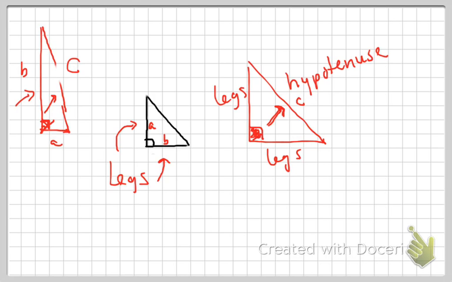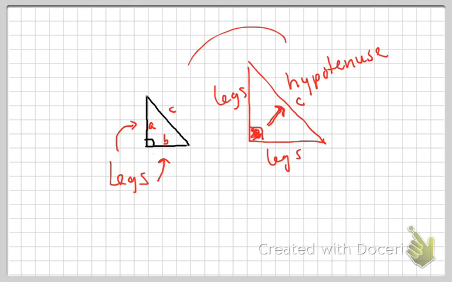Now that we've talked about what the legs and the hypotenuse are, remember, the hypotenuse is always labeled C. So we've talked about the triangles and the legs. We know what the legs are, we should know what the hypotenuse is, and we should know that C is always the longest of the three sides.